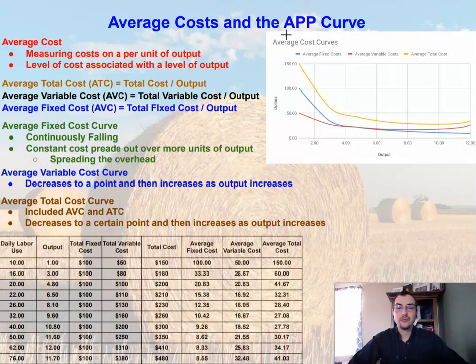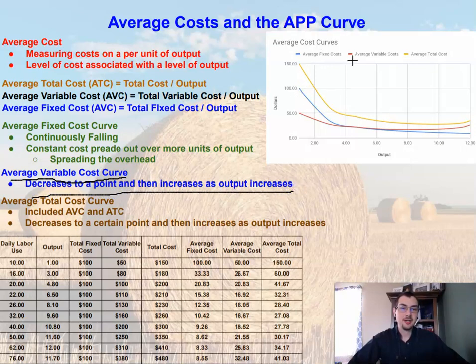Even though total fixed cost doesn't decrease, our fixed cost per output is decreasing simply because we're producing more. Now, our average variable cost curve. What's going on with it? Well, it decreases to a point and then increases as output increases.